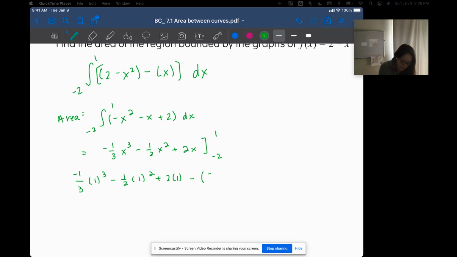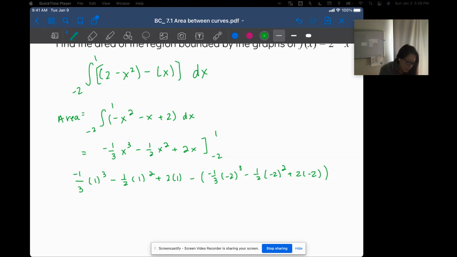Okay, anyway, now I'm going to substitute in -1/3, and I'm going to put -2 in for x, so -1/3 times -2 cubed minus 1/2 times -2 squared plus 2 times -2.